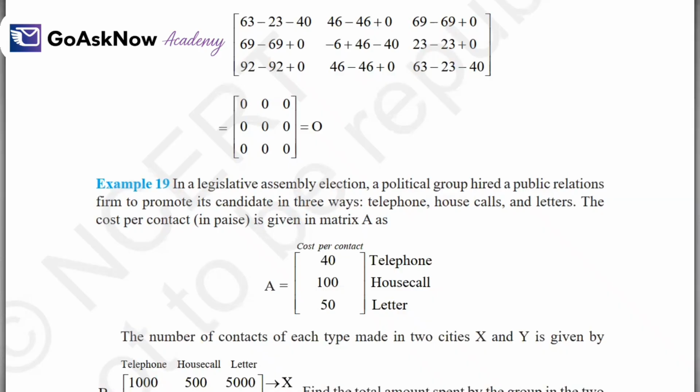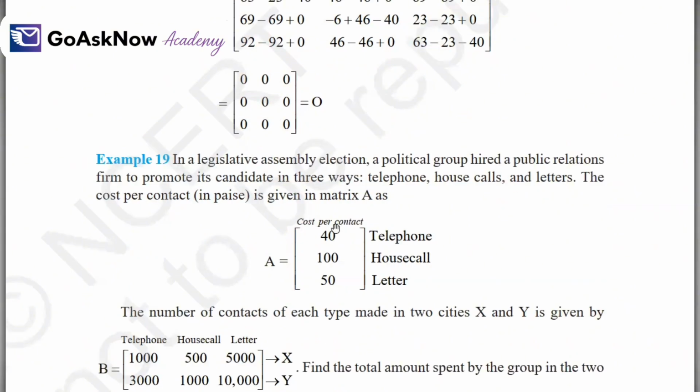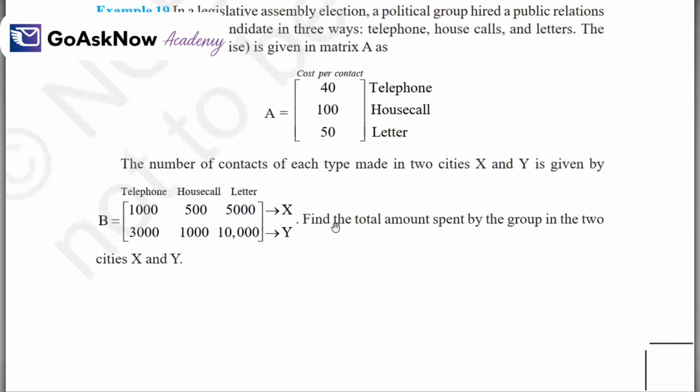For telephone, you will have to pay 40 paise. Then for house call, you have to pay 100 paise, and for letter it is 50 paise. The number of contacts of each type made in two cities X and Y is given by B. So there are two cities also here. You can write them like X and Y in the row, and telephone, house call, and letter in the column. Okay. So B is written like 1,000, 500, 5,000, and 3,000, 1,000, and 10,000. Find the total amount spent by the group in the two cities X and Y.